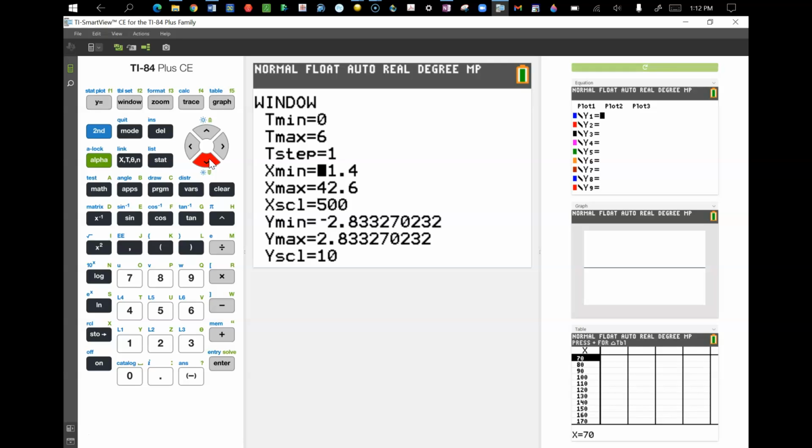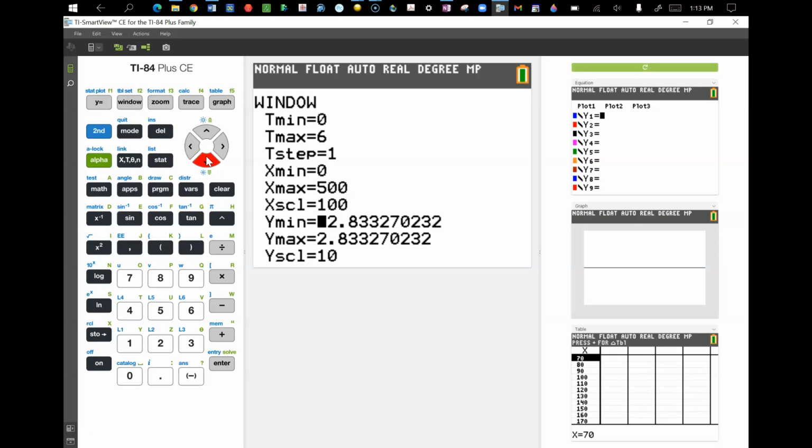Well, if you think about it, we want x minimum to be at least 0. So we'll put 0 in there. X max in miles. If Superman flew for 6 hours, he would be about 500 miles from his starting point. X scale, how often do we want to put tick marks? We'll put tick marks every 100 miles.